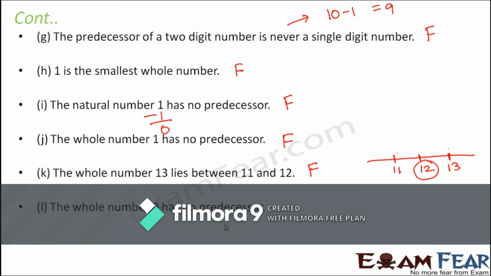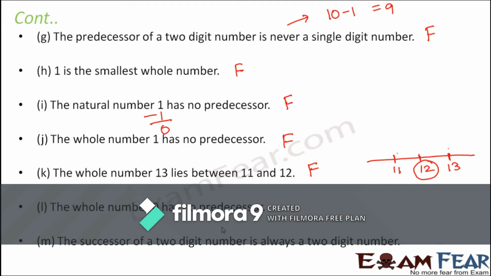The whole number 0 has no predecessor. So what would you say about this? Is there any predecessor of 0? Now the whole number 0 doesn't have a whole number predecessor. That's because before 0, what do you have? Before 0, we have the negative numbers. So before 0, all that is present is -1. So you really do not have a whole number predecessor of 0.